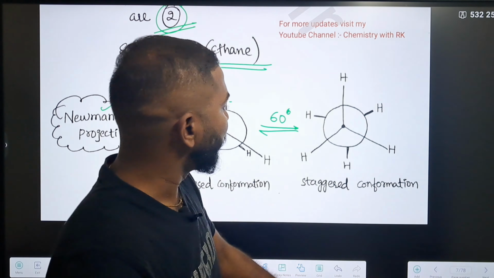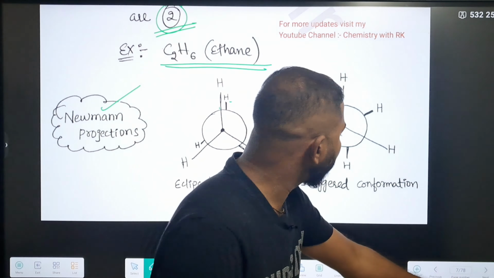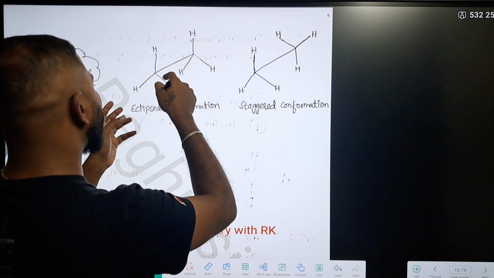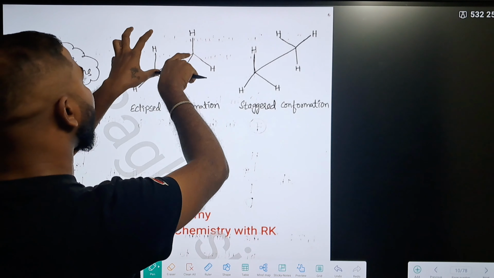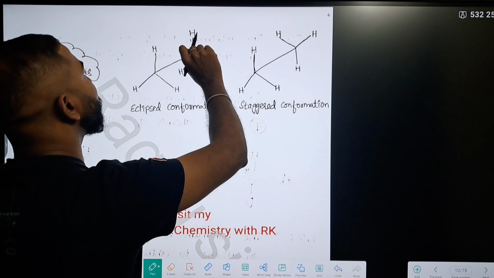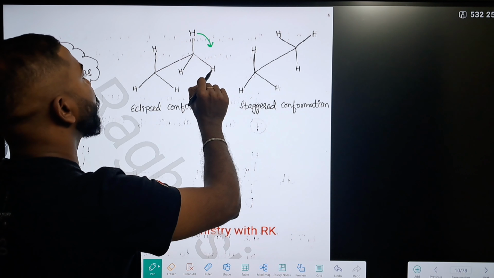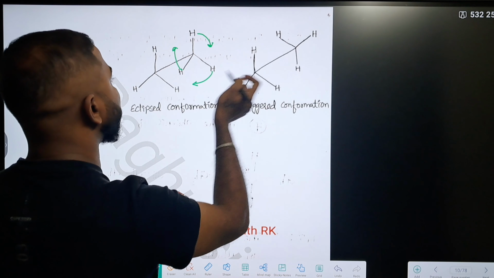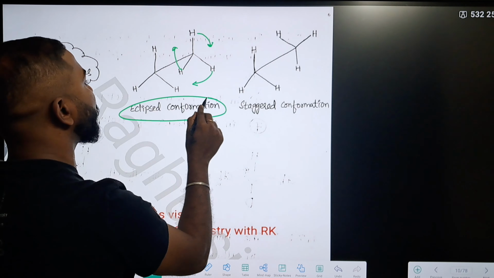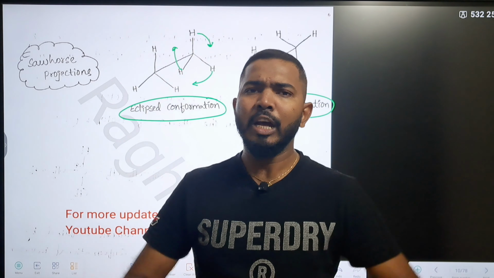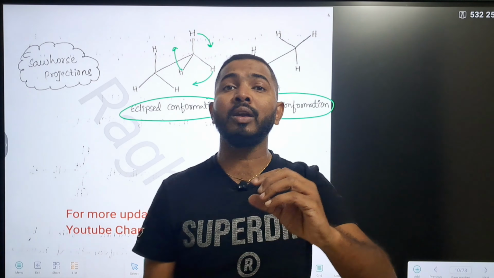Okay, right, let's continue. This is called the Newman projection. And when it comes to the Sawhorse projection, this is the same. If we rotate any of these, suppose I'm making this 60-degree rotation again, this will come here and this will go here, right? Yes, so we are going to get this. So this is again an eclipsed conformation and this is the staggered conformation. Hope you understood. Right, so this is all about the introduction part of the alkanes.